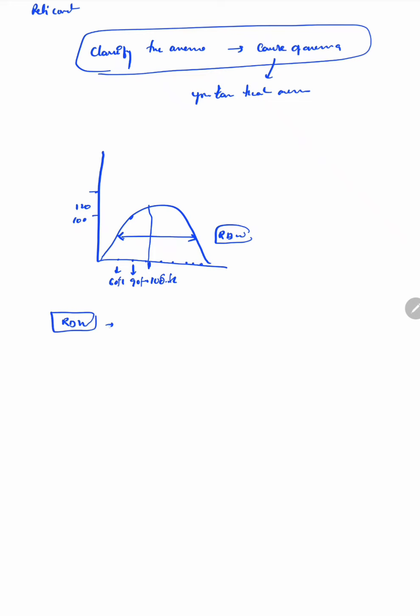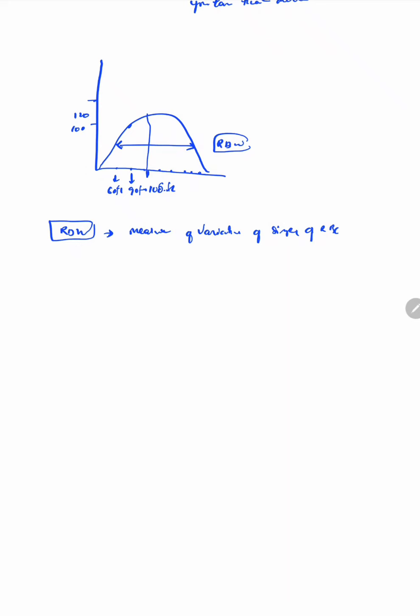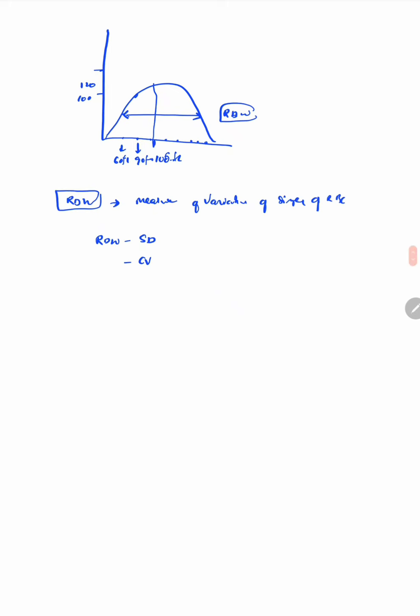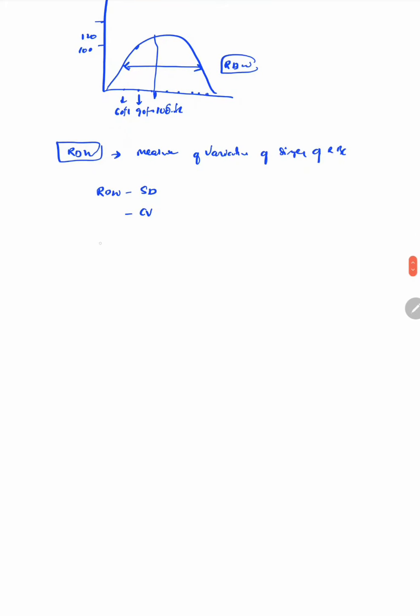RDW is a measure of variation of sizes of different RBCs. So next, the RDW normal value. RDW is measured in two ways: one is standard deviation and another is coefficient of variance. The methodology is different in standard deviation, and the normal values are different.